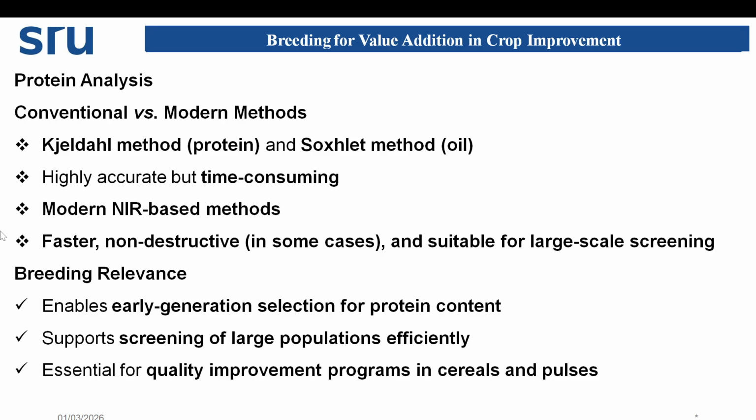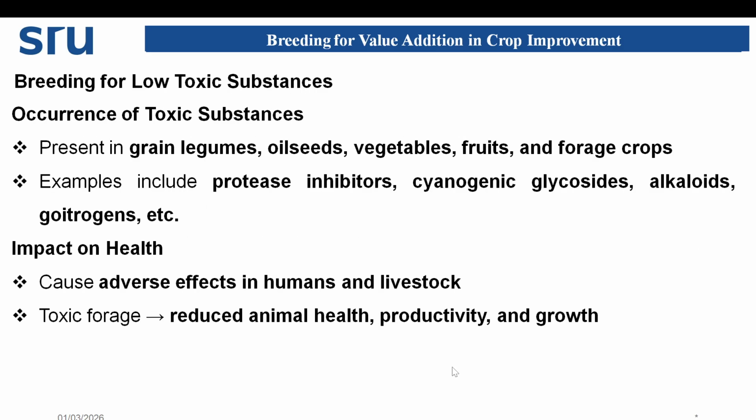What is the relevance to breeding? It enables early generation selection for protein content. It supports screening of large populations efficiently. It is essential for quality improvement programs in cereals and pulses. Then, the occurrence of toxic substances is seen in grain legumes, oilseeds, vegetables, fruits and forage crops. Examples include protease inhibitors, cyanogenic glycosides, alkaloids, goitrogens, etc. Impact on health: they cause adverse effects in humans and livestock.